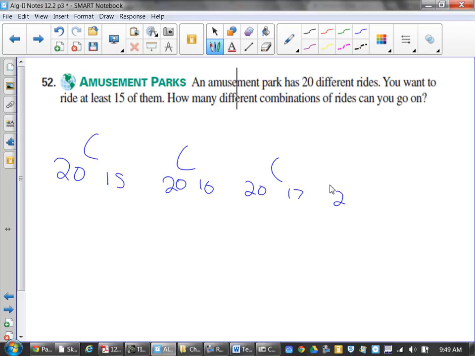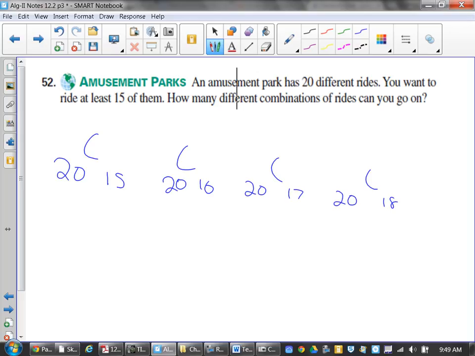I'm not multiplying though. I'm adding between here because you want to be able to go on at least that many. So one thing, you could go on 15, you could go on 16, you could go on 17, you could go on all 20. So you add. It's a lot of numbers together. It is annoying, but you'll get over it.